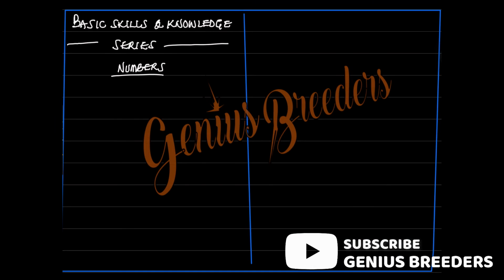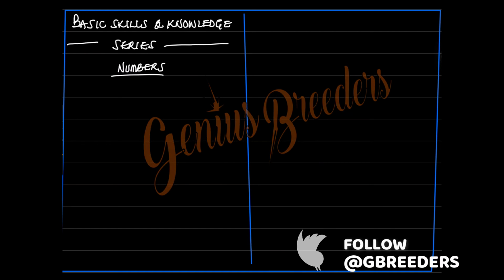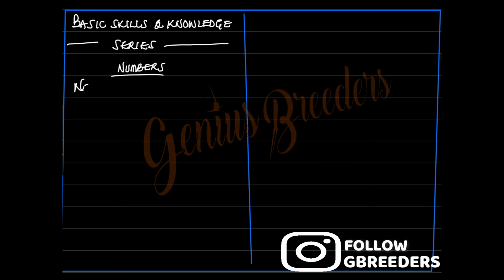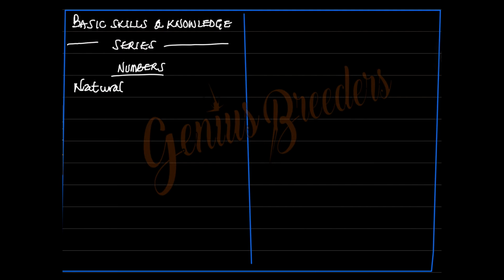Today you'll be learning the different kinds of numbers. Now you've surely heard of natural numbers and integers. Natural numbers. Now we're going to start with natural numbers.